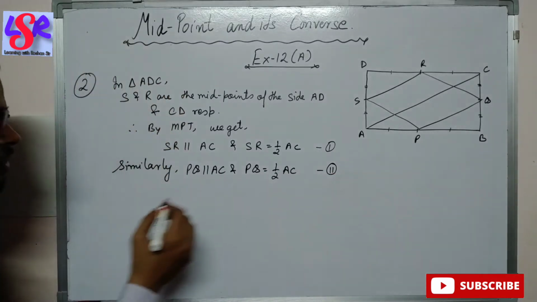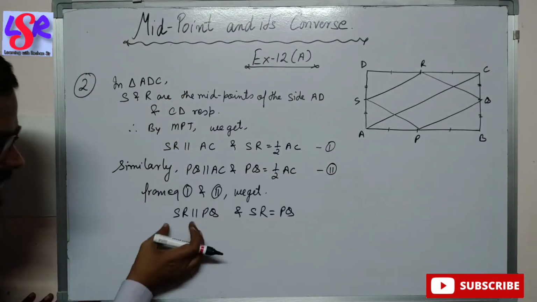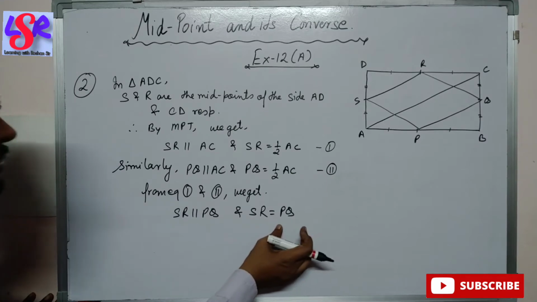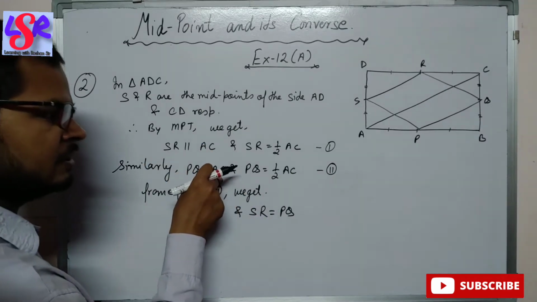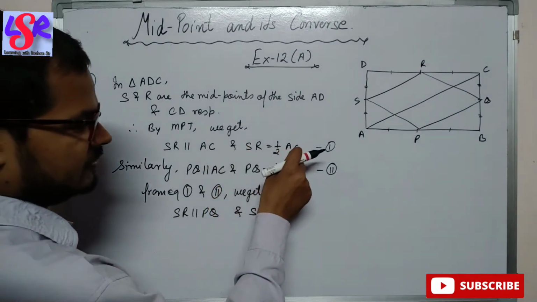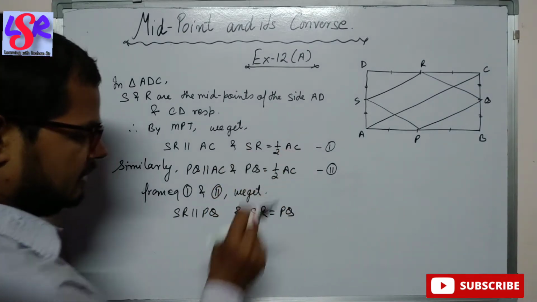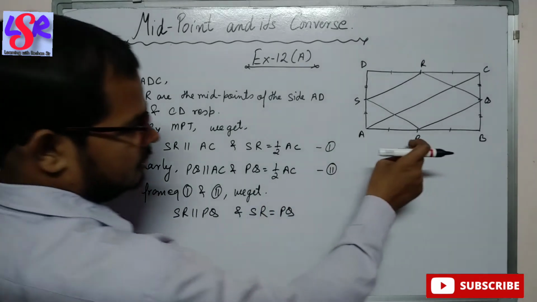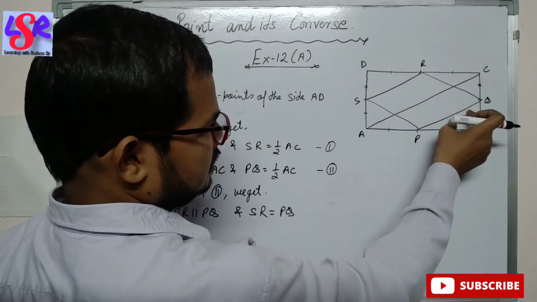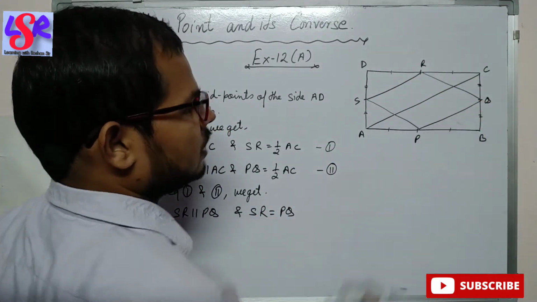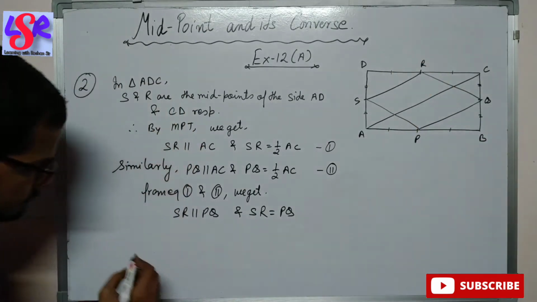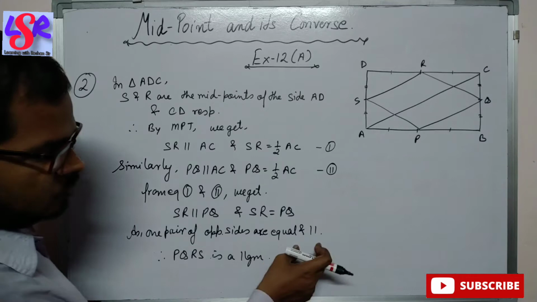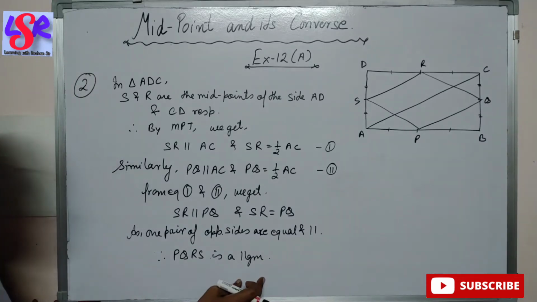So from equations 1 and 2 we get SR is parallel to PQ and SR is equal to PQ, as SR is parallel to AC and PQ is also parallel to AC. Similarly, SR equals half of AC and PQ is also half of AC. Now in quadrilateral PQRS, PQ and SR are equal and parallel. Therefore, as one pair of opposite sides are equal and parallel, PQRS is a parallelogram.